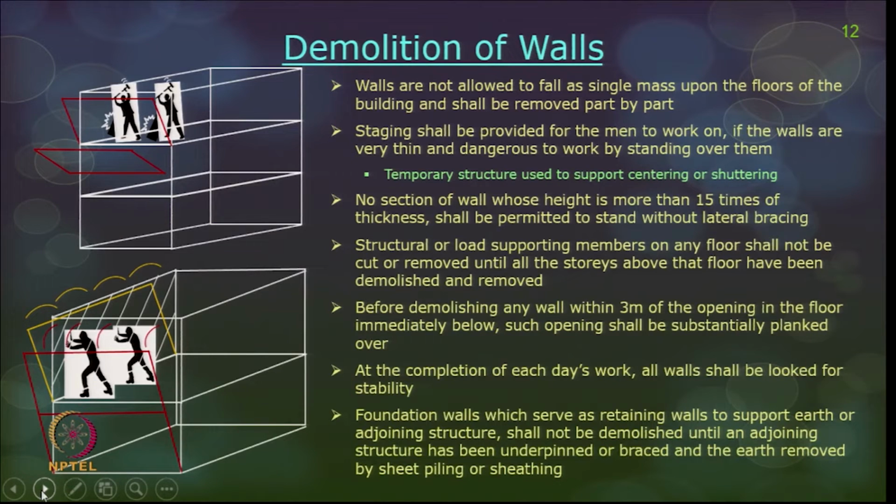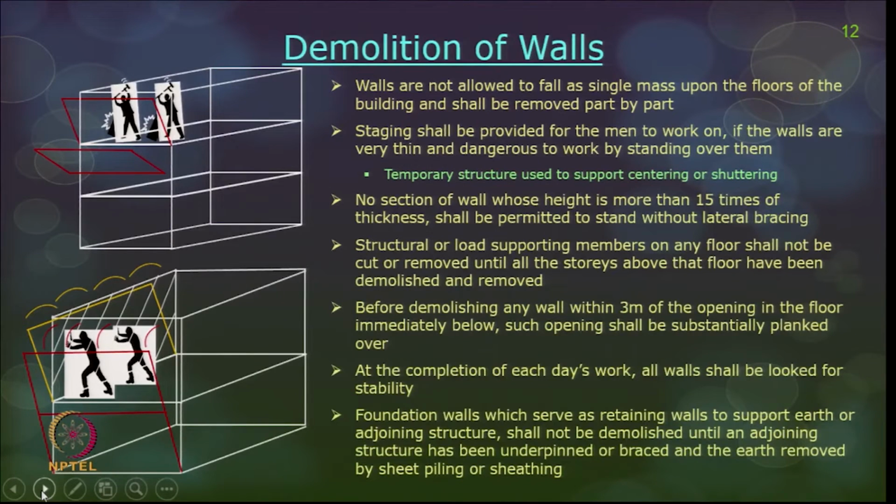What happens is, most of the load coming onto the structure is partially onto the walls, and if the walls are collapsed, the structure may automatically collapse and fall hazard of the workers may normally take place, and the walls should be removed only part by part. So, staging should be provided for the men to work on. If the walls are very thin and dangerous to work by standing over them, then there should be another staging and the workers can stand over there and start removing the walls.